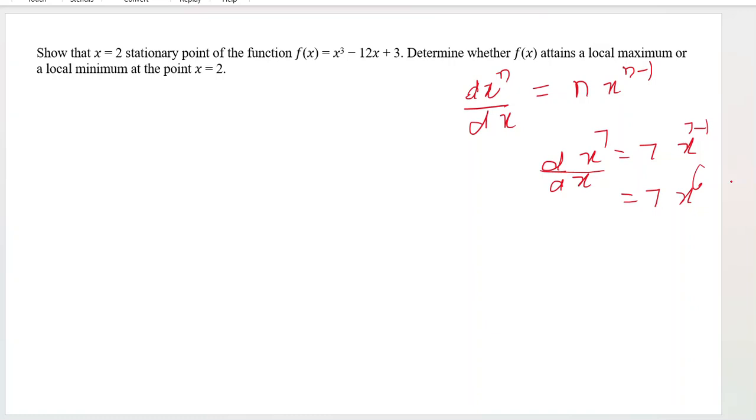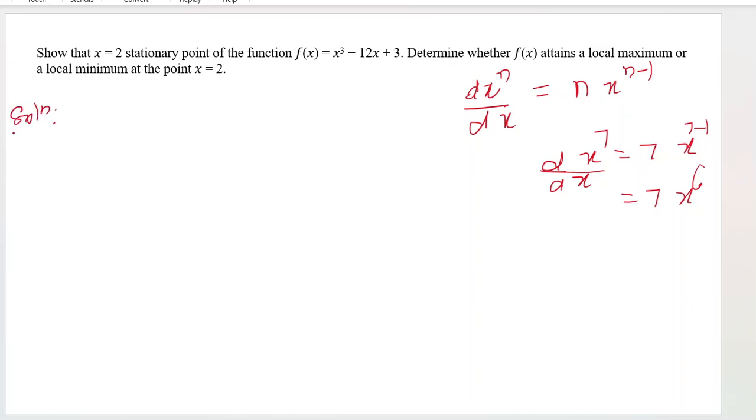So this is one idea which we need to solve this problem. Now we come back to solving this problem. Show that x is equal to 2 is the stationary point of the function f of x is equal to x cube minus 12x plus 3. Determine whether f of x attains a local maximum or a local minimum.